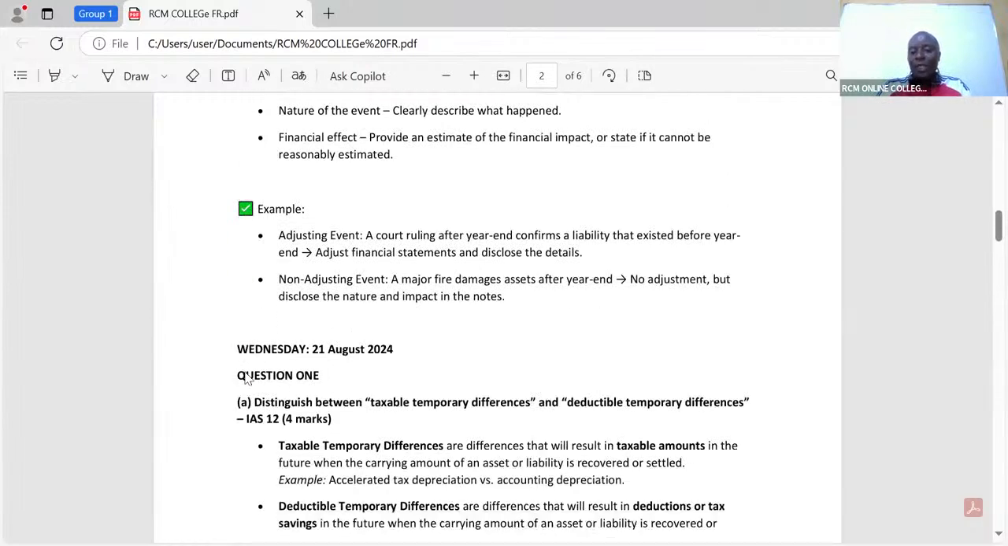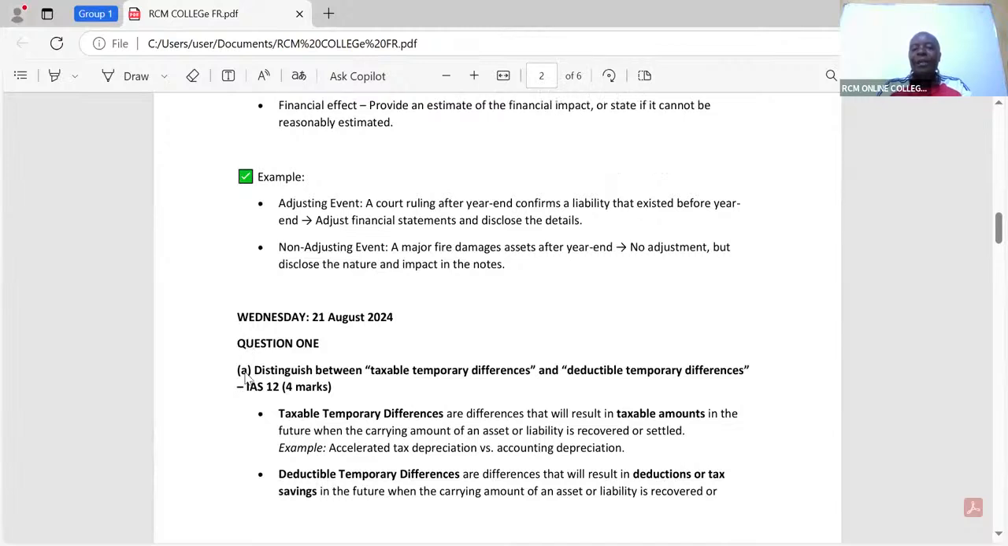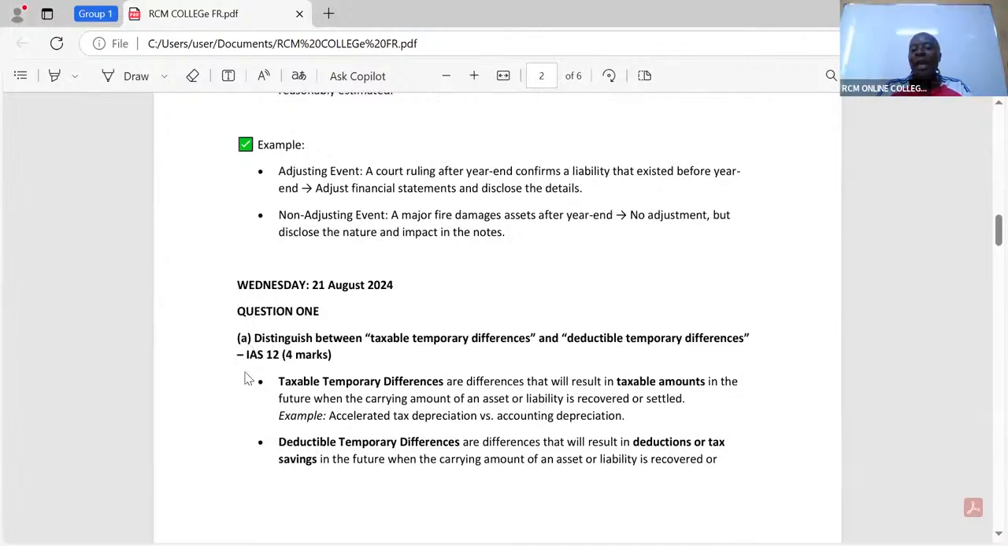There are very good examples. I've shared this handout with you. Ladies and gentlemen, here they came and asked us something on IAS 12. Distinguish between taxable temporary differences and deductible temporary differences. When we talk of taxable temporary differences, of course, these are those differences.